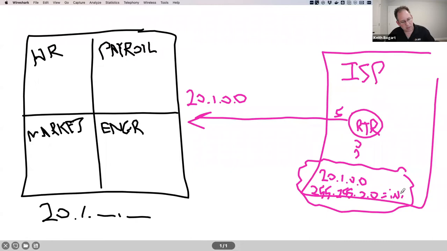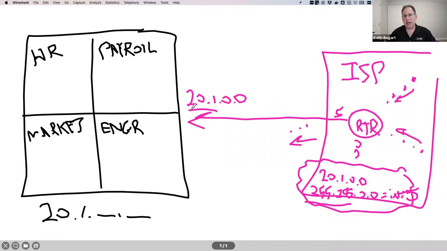So that means if they ever get any packets from the internet coming into them, their router will look it up on the routing table. If the destination is 20.1, because that's what this mask says, send those packets out interface number 5. And then they're going to advertise to the rest of the world. All the other ISPs, AT&T, Sprint, whatever, are going to be told, if you need to get to the 20.1 network, come to us. We own it. So from the ISP's perspective, 20.1 is what has been allocated to my company.